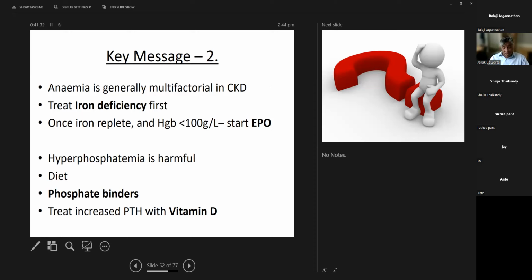In CKD bone mineral metabolism, we'll start to get hyperphosphatemia, and we'll address this with diet, phosphate binders, and monitor the PTH. And if this starts to go above target, we'll give the patient activated vitamin D.